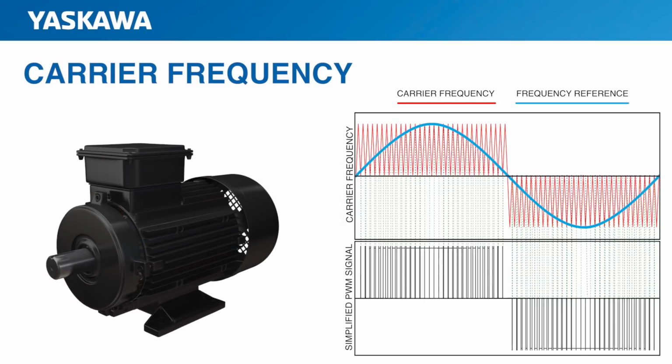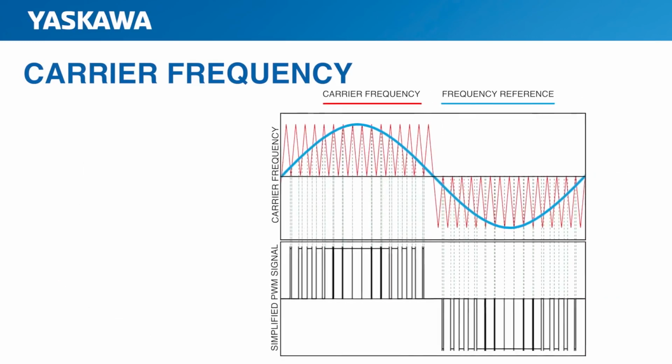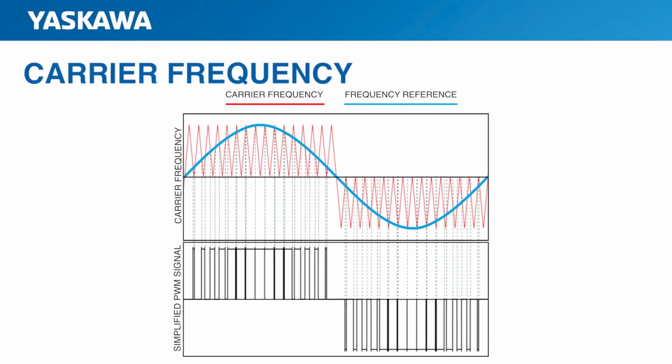Decreasing the carrier will lead to the opposite characteristics. That is, there's more audible noise, but the IGBTs don't have to work as hard. As a result, we have a cooler running drive. You can see how the fundamental output frequency reference in blue reflects onto the actual output via this given carrier frequency.